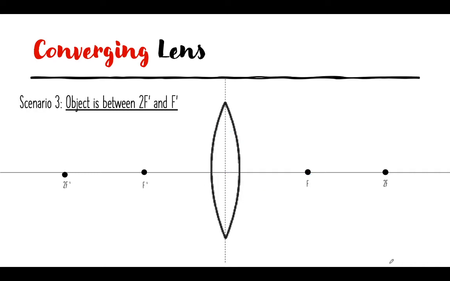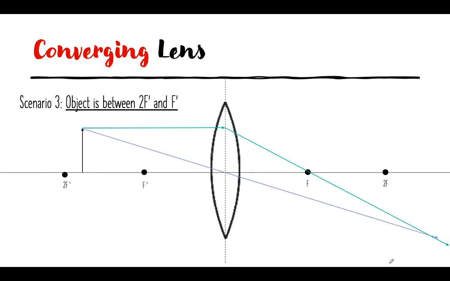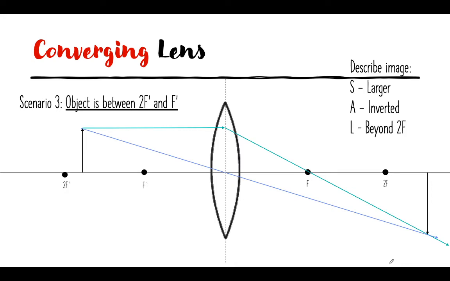Okay, let's look at our third scenario. In this case, the object is between 2F prime and F prime. So somewhere in between there. The lines are exactly the same. Parallel line going from the top of my object to the lens, coming back through F, and a line starting at the top of the object going through the optical center. Where those two lines meet, that is where the top of the arrow will go, hence making the image upside down. If I'm describing this image, the size of it, it's clearly larger. The attitude is inverted. The location is beyond 2F. And the type is, again, real.